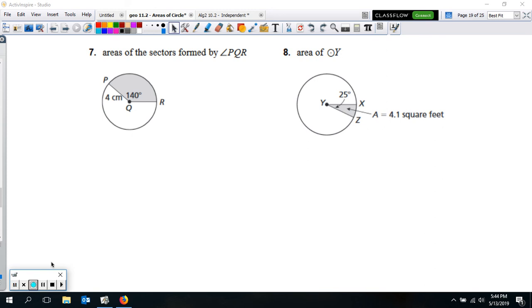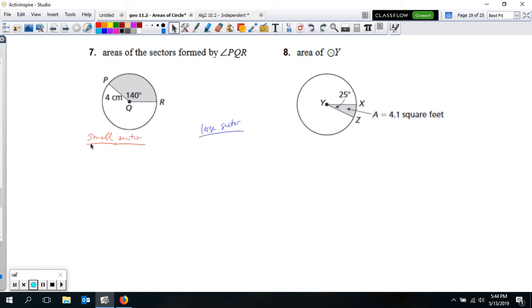Okay, so now back to 7 and 8. It says we're going to find the indicated measure here, the area of the sectors formed by angle PQR. PQR would be this angle in here, this central angle. So we have a sector over here that's shaded and the sector over here that's actually not shaded. So we have a small sector and a large sector. That's what we want to do there: we want to find the small sector, and then also we're going to find the large sector.